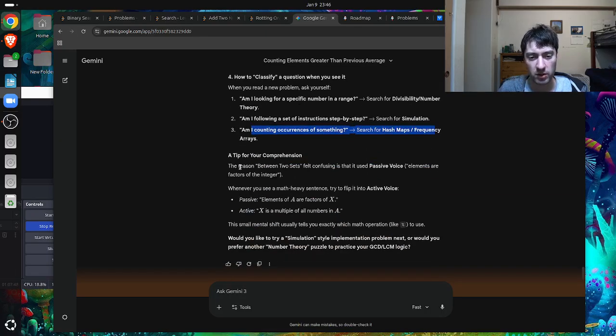A tip for your comprehension. The reason Between Two Sets feels confusing is that it uses passive voice: elements are factors of the integer. Whenever you see a math-heavy sentence, try to flip it to active voice. So passive: elements of A are factors of X. Active: X is a multiple of all numbers in A. Okay, active, passive voice.